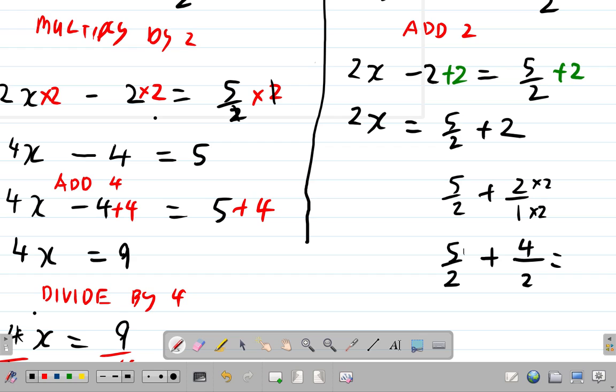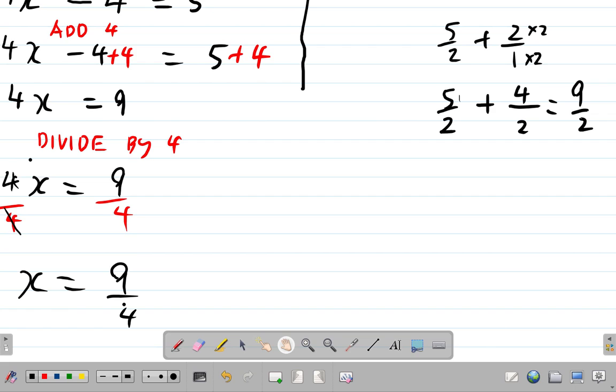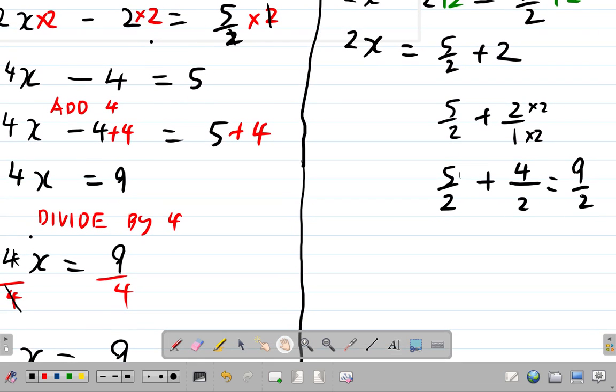This part will become 5 plus 4, which is 9 divided by 2. Right? Once you remember your fraction, you should understand what took place there. So, this is 2x equals 5 divided by 2.